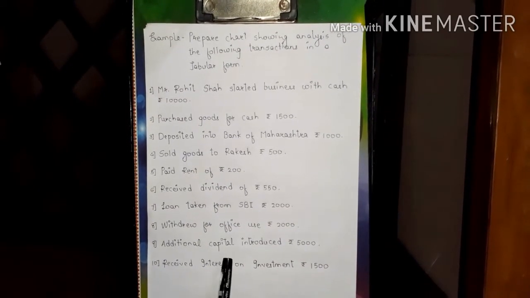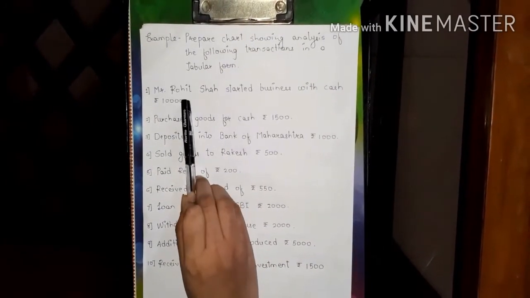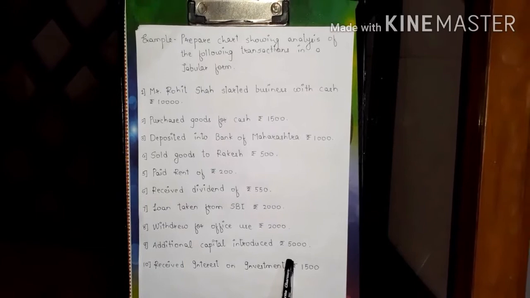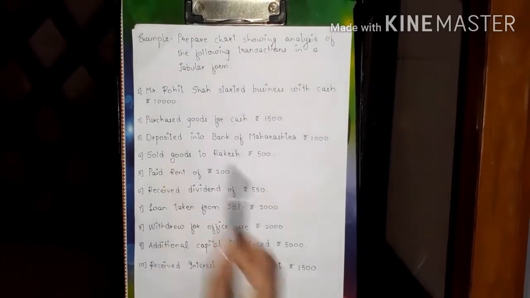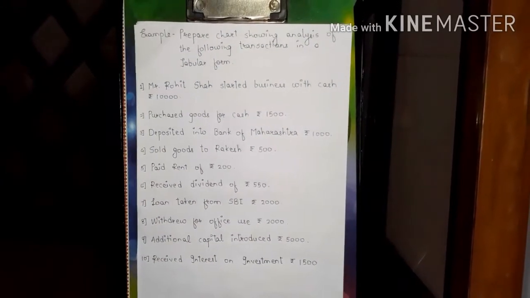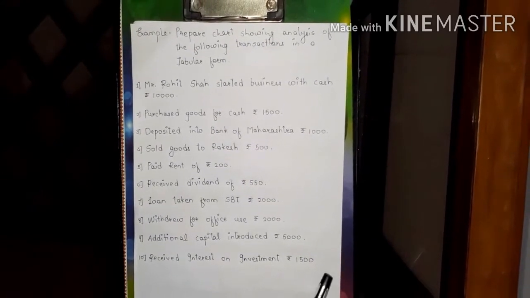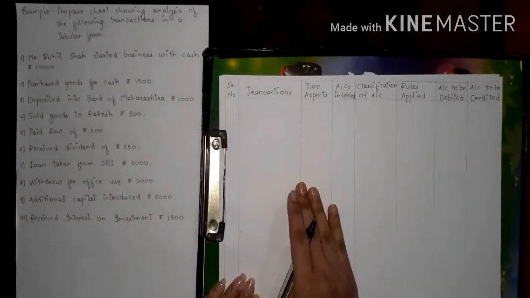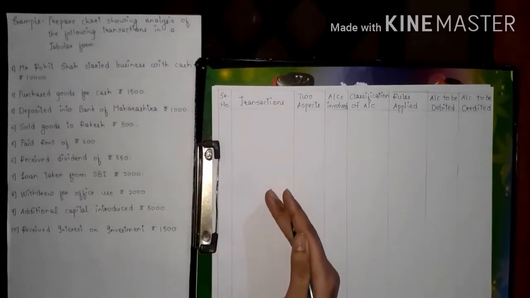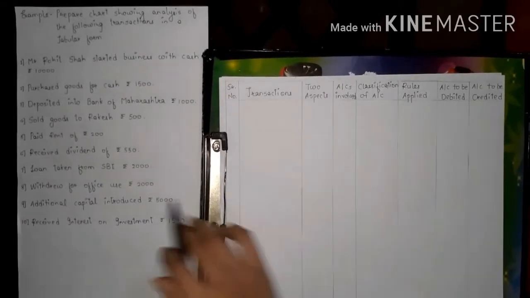Ninth, additional capital introduced rupees 5,000. Now in the existing capital that was introduced by Rohit Shah, he again in the ninth transaction introduced additional capital of rupees 5,000, that is, he has added into this. Okay, that is called additional capital. Tenth, received interest on investment rupees 1,500. Here I have already drawn the format of the traditional approach. If you haven't seen my traditional approach and modern approach video, do check that video out so you will understand how this approach works. Okay, now we will begin the example.